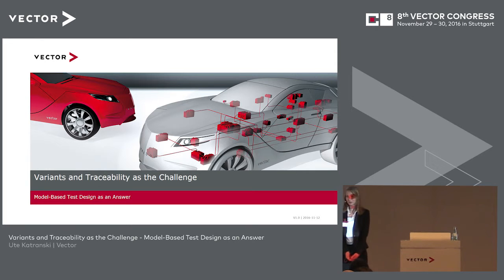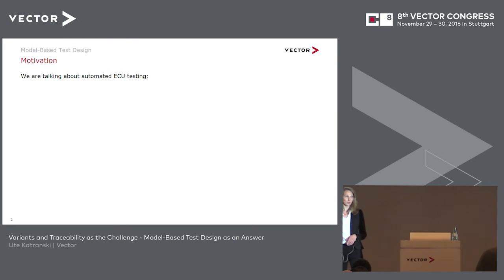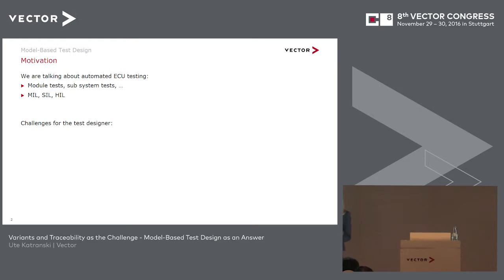Well, ladies and gentlemen, I hope I can cheer you up after lunch. I'm going to talk about variance and traceability as a challenge and model-based activities as the solution. This morning, you already heard that we have a model-based approach on the simulation side, and now we're going to talk about model-based approaches in test design. So what are we talking about specifically? We're talking about automated ECU tests, module tests, subsystem tests, model in the loop, software in the loop, and hardware in the loop. What are the challenges for the test designer?